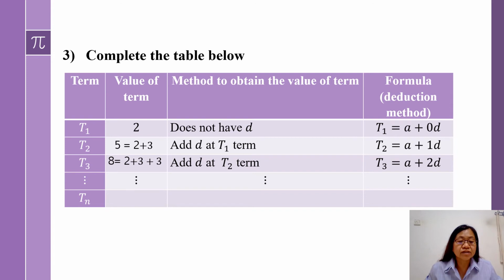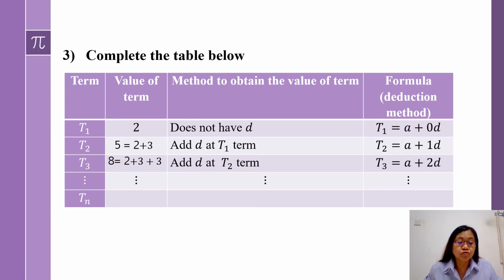So the first term is 2, isn't it? So the method to obtain the value of the term: here there is no D, so start with 2. So your formula by deduction method, T1 is A plus 0 times D. When we go to T2, the second term, 5 equals 2 plus 3. So you add your D to the T1 term. This means 2 plus 3, so 2 is the first term, D is 3. So the formula is T2 is A plus 1 times D.